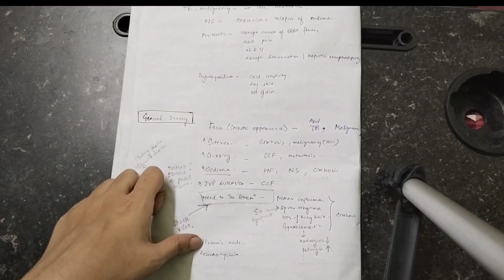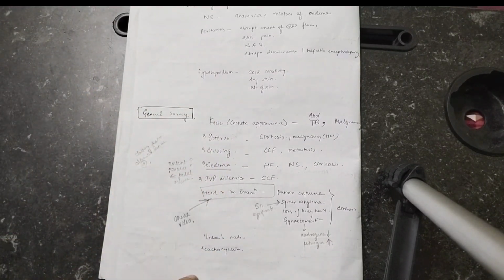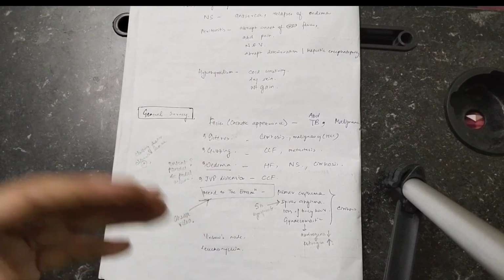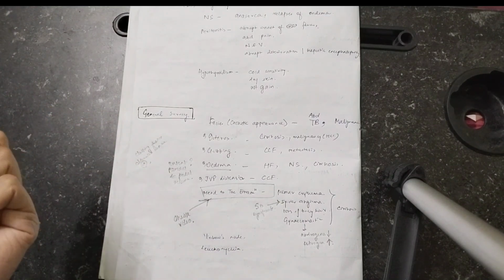You also see Virchow's node, which is because of malignancy, which can come from various parts like genitalia, breast, and your left supraclavicular node will be palpable, that is Virchow's node. So these are some of the general features, general survey points that you have to focus on. Edema, icterus, clubbing, cyanosis, overall head-to-toe appearance, and facies.